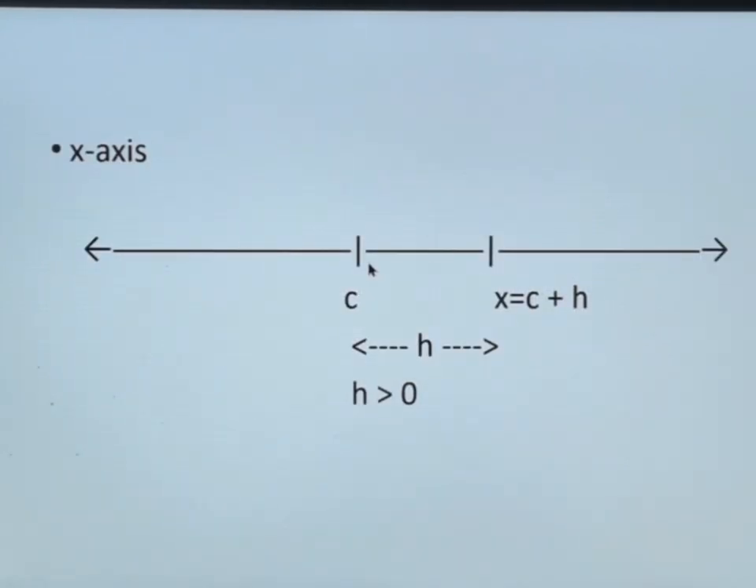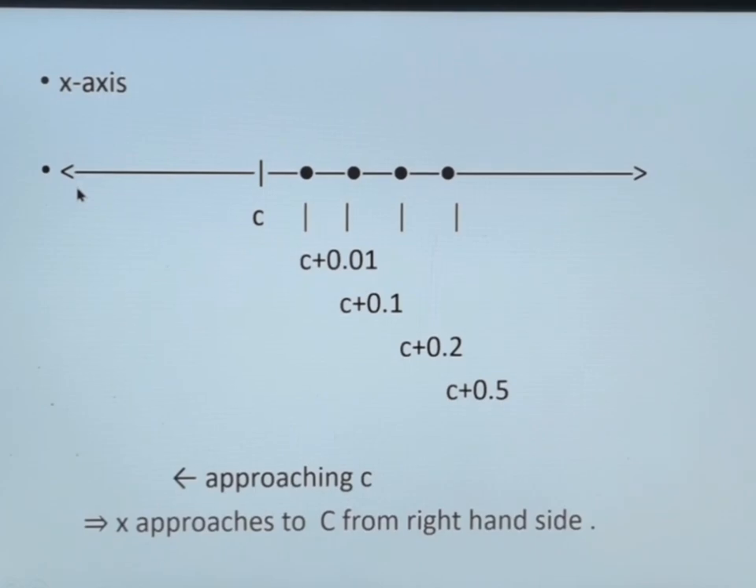Now we consider x-axis. Now this is a value c and h is this one, and h is greater than 0. So c plus h, that is x is equal to c plus h. That means the values greater than c, they will lie on the right hand side of the c. Or in other figures we consider. Now see, first taking c plus 0.01, second c plus 0.1, third one c plus 0.2, and so on. Now x approaching to c from the right hand side, from this one.